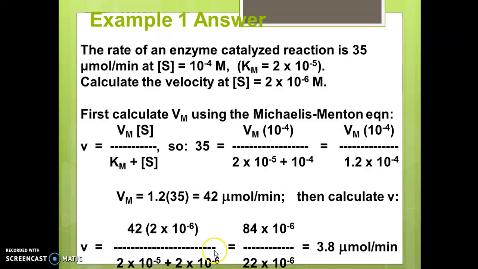Then calculating V. V is equal to 42 into 2 into 10 to the power minus 6 divided by 2 into 10 to the power minus 5 plus 2 into 10 to the power minus 6. That is equal to 84 into 10 to the power minus 6 divided by 22 into 10 to the power minus 6, which is equal to 3.8 micromole per minute.